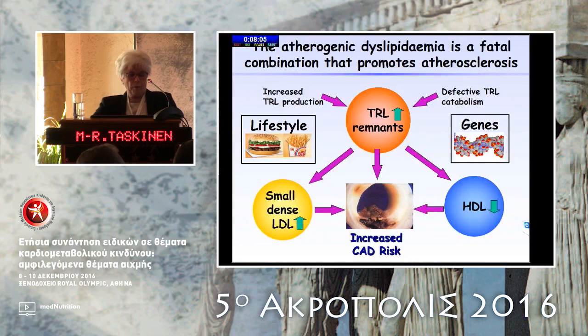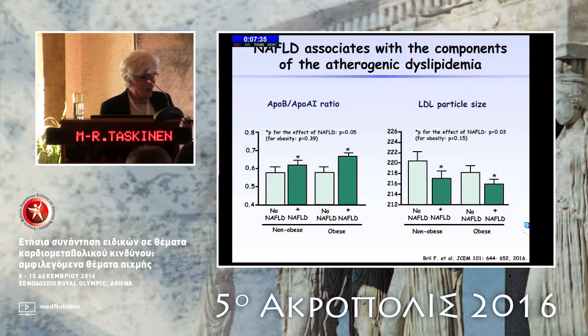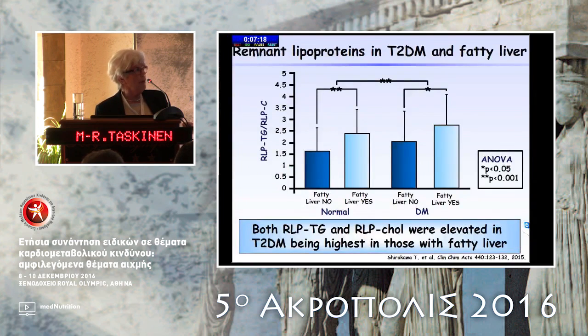There's also already pretty old data which shows that there is elevation of remnant lipoproteins in type 2 diabetes and fatty liver. This is based on Japanese studies where they measured remnant-like lipoprotein cholesterol, as shown there, and triglycerides. The subjects had no fatty liver and no diabetes, or had diabetes with or without fatty liver. And it's quite clear that those who had fatty liver had highly significantly higher concentrations of both remnant-like triglyceride and remnant-like cholesterol as compared to those who did not.